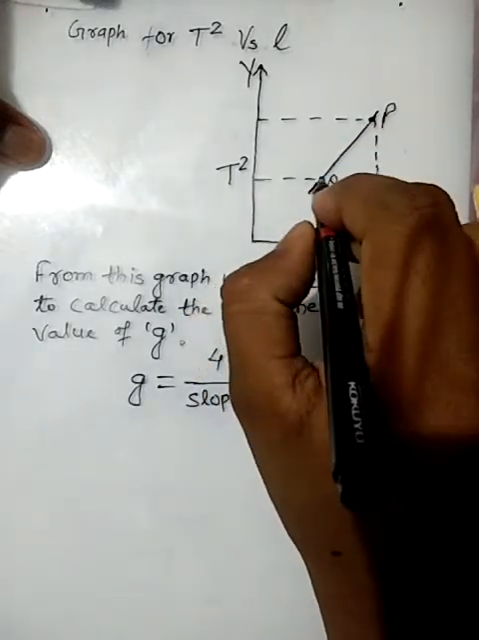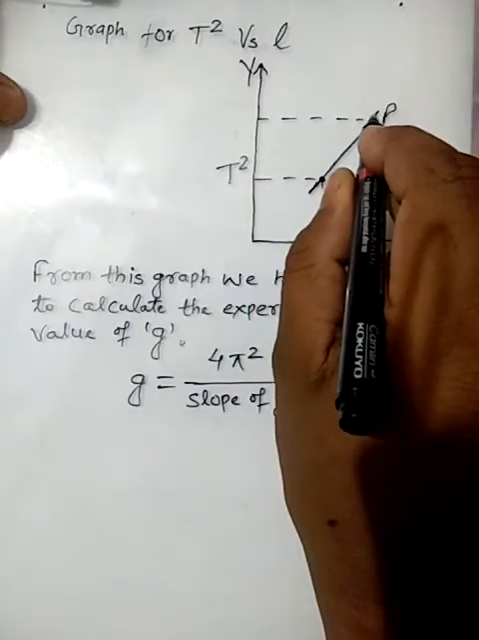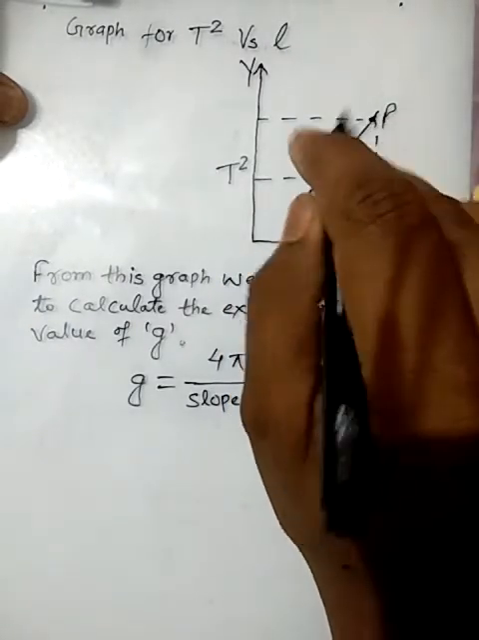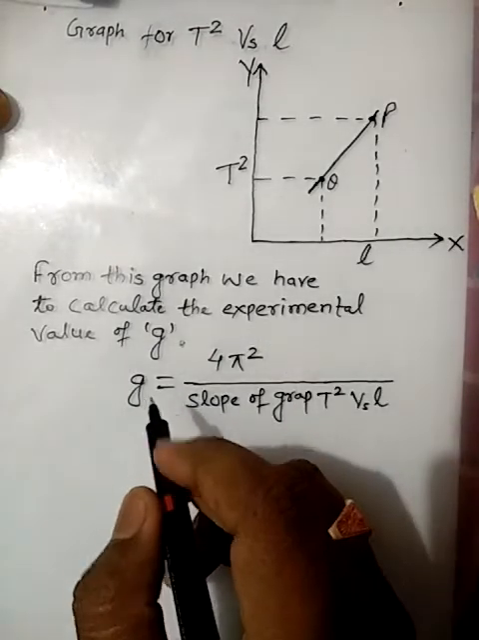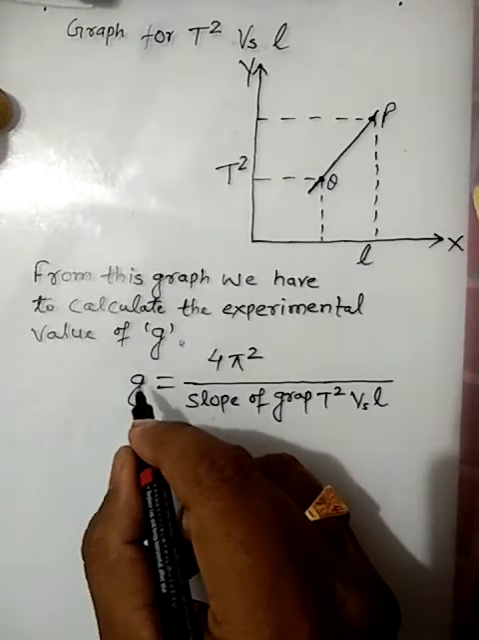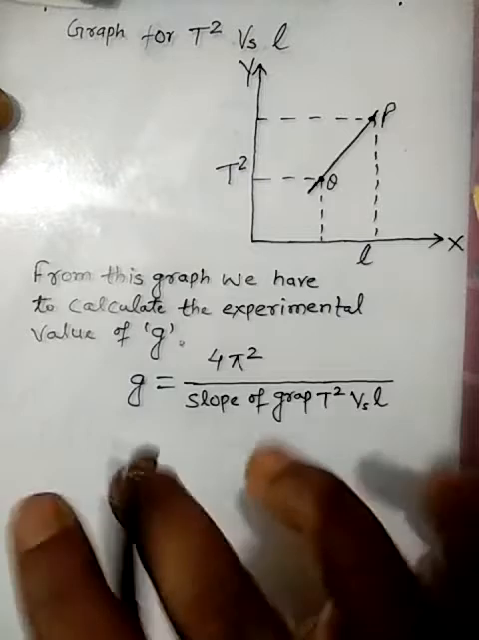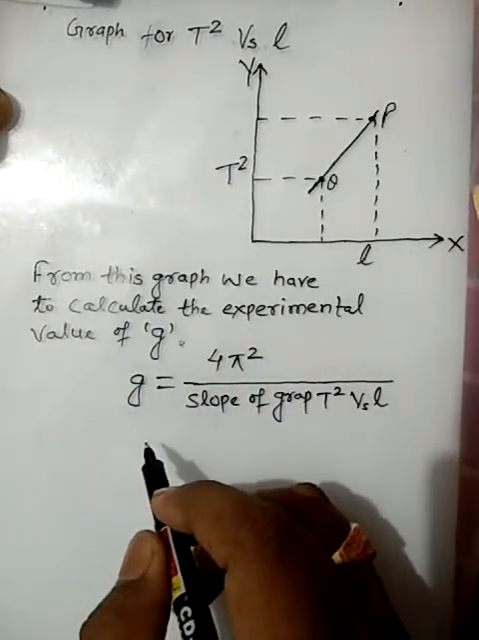And in the experiment, we observed a straight line. This topic is basically related to the experimentation on the simple pendulum, through which we can find the value of acceleration due to gravity, which is represented as g. From this graph we have to calculate the experimental value of g.